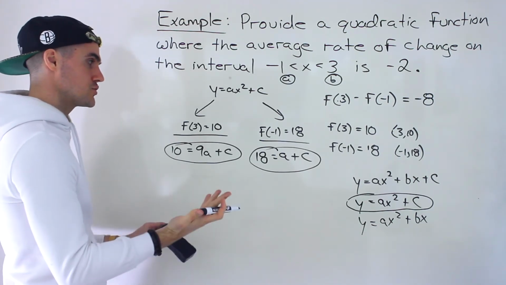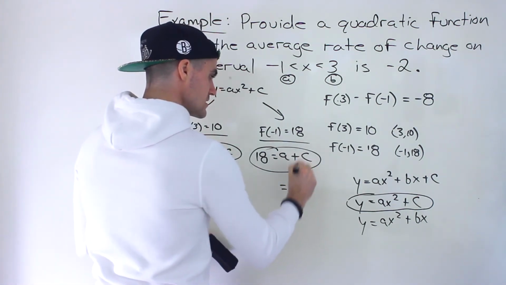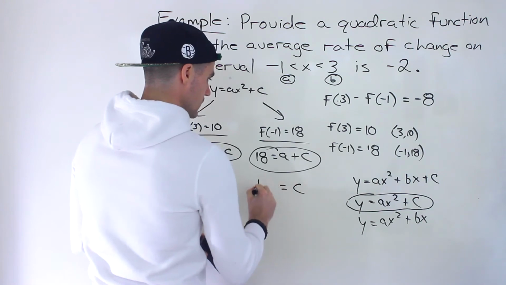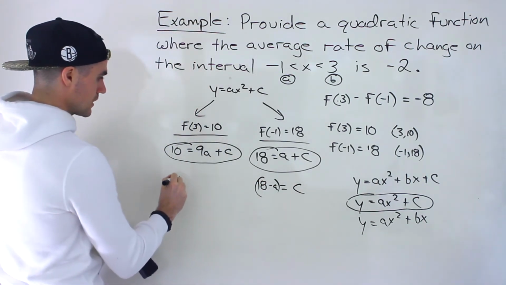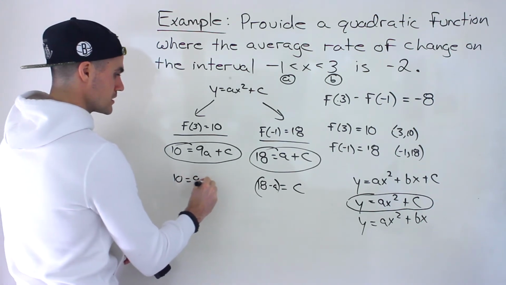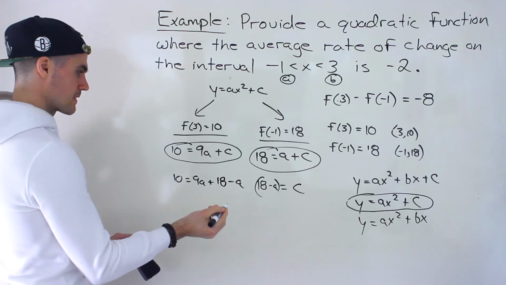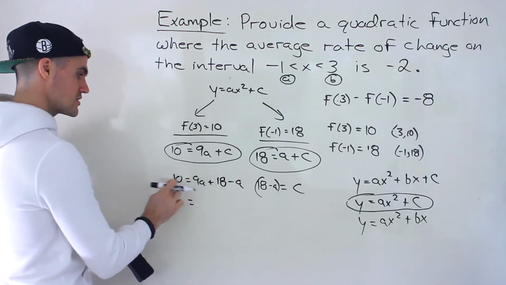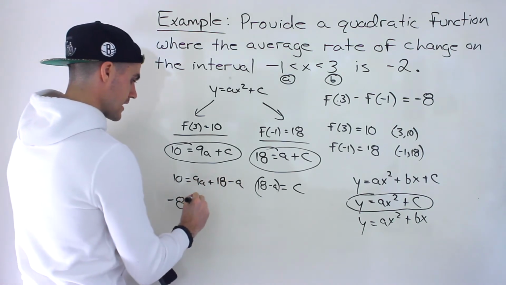So you could do substitution or elimination here. What I'm going to do is isolate this c value. So we'll have 18 minus a, and then I'll plug in this for this c value. So we'll have 10 equals 9a plus 18 minus a. Right, so bring this over. 10 minus 18 would give us negative 8. Well, this is going to work out nicely, actually.